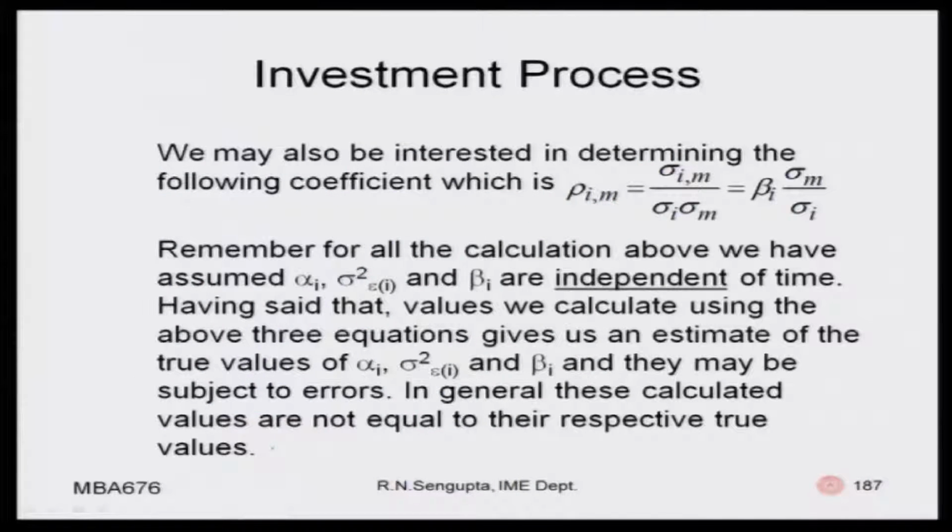We may also be interested in determining the correlation coefficient between the ith stock and the market, which, when converted to the concept of beta, is given by beta i for that particular stock times the ratio of the market standard deviation to the stock standard deviation. Initially, we had sigma square or the standard deviation as a good measure of risk. We also saw that there is a beta, which is the slope and is another measure of risk. Later on, we found the relationship between the beta of that particular stock and its own standard deviation. Remember, for all calculations above, we have assumed alphas, sigma squares and betas are independent of each other, even though that may not be true.